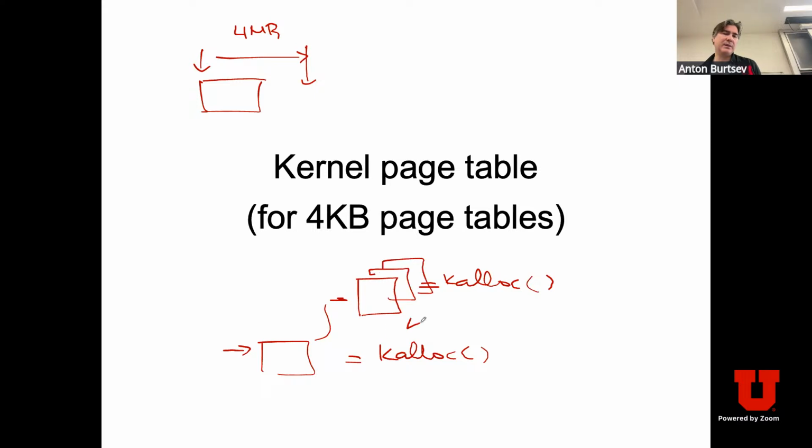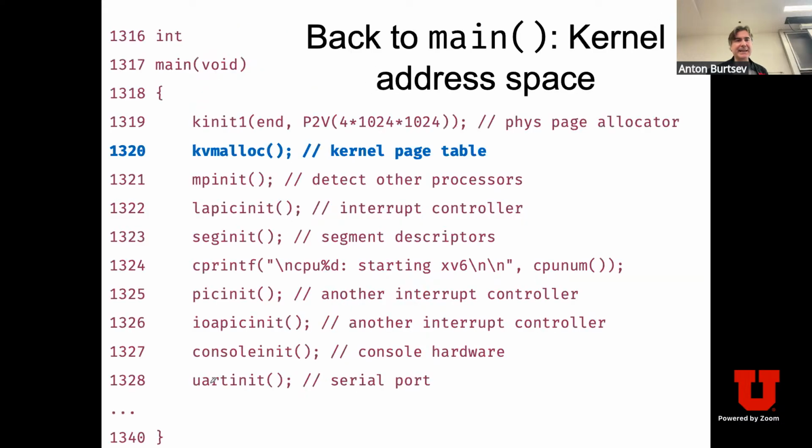Since we manage available physical memory, now it's good for us to construct those dynamic data structures. And that's exactly what x86 does in this second function, which is called kvmalloc. What it says is kernel virtual memory alloc. So it initializes the kernel page table. Let's take a look at how it can be done.